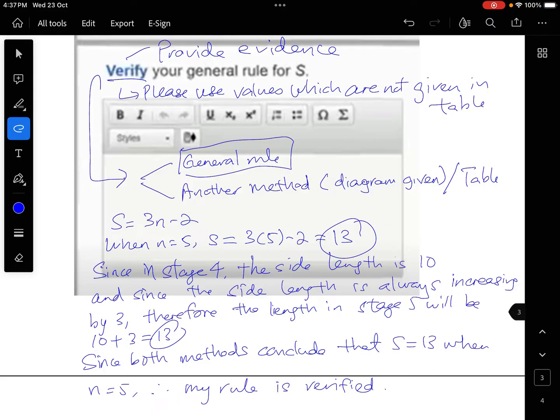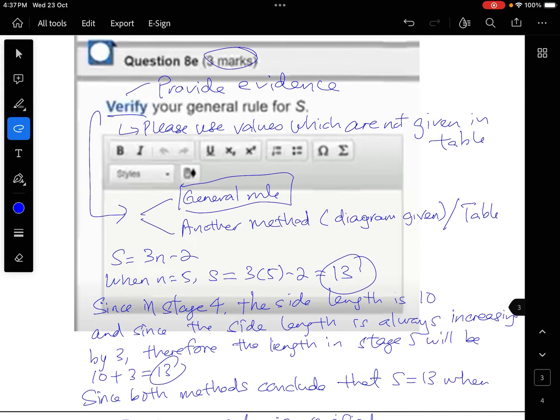This is quite an elementary question. It's probably the next question where you would have to use a diagram to help verify the general rule. That will give you like 3 marks. I believe if you look at the mark scheme from the eAssessment, it says that if you only use the general rule to verify it, you're not going to get maximum points for this question.